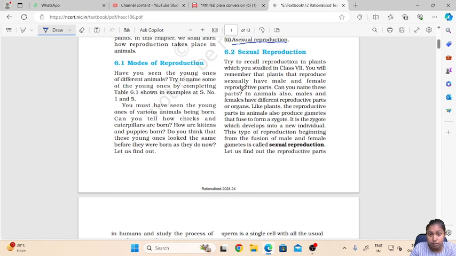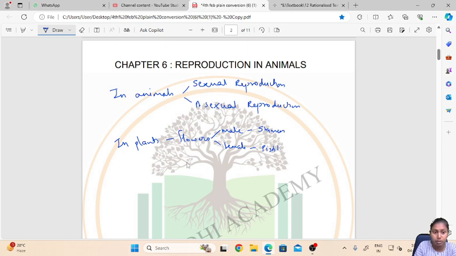As in the case of plants, for animals also, for sexual reproduction we require a male and a female gamete. Like plants, the reproductive parts in animals also produce gametes that fuse to form a zygote. It is the zygote which develops into a new individual. This type of reproduction, beginning from the fusion of male and female gametes, is called sexual reproduction. In plants, these two gametes fuse together to form a zygote and give rise to the seed, which develops into a plant.